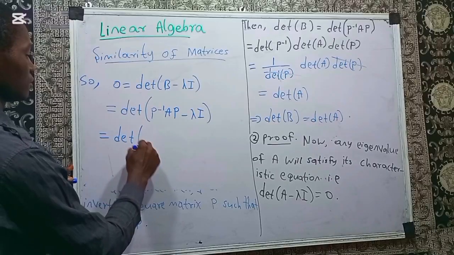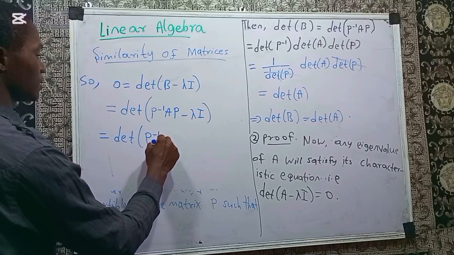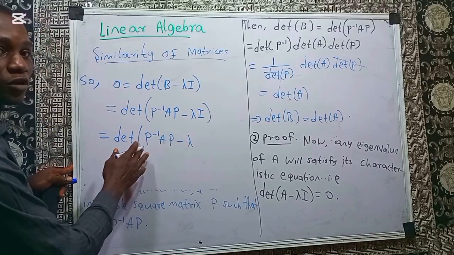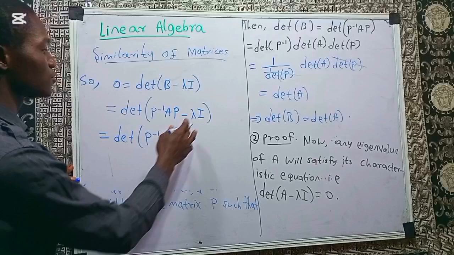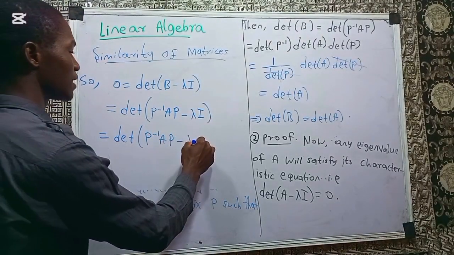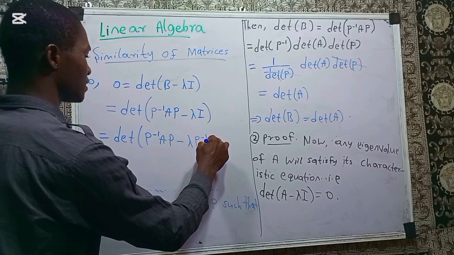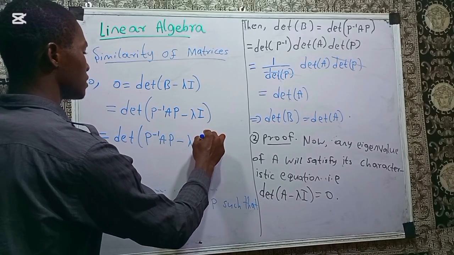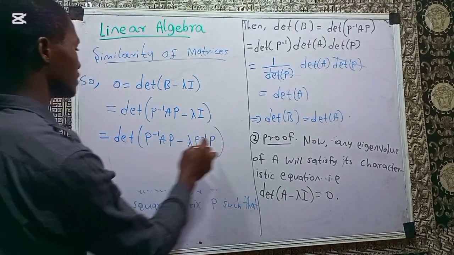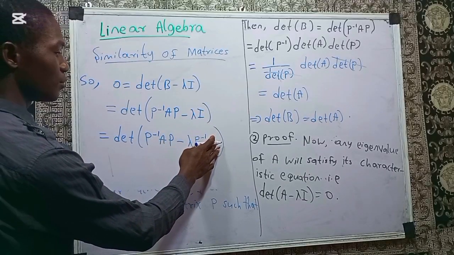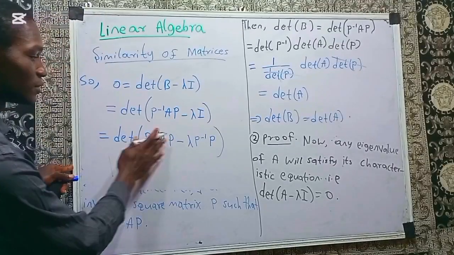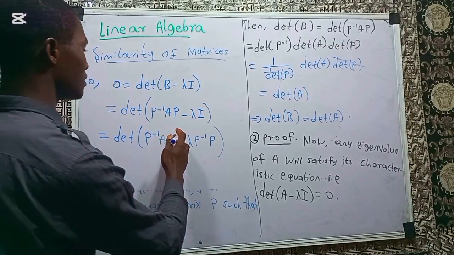Then this will be equal to the determinant of, I have P inverse AP minus lambda. Because I have P here, I want to get something in terms of P here so that I can factor it out. So I'll write my identity matrix as P inverse P, because the inverse of a matrix multiplied by the matrix will give the identity matrix, right? So the identity matrix is equivalent to P inverse multiplied by P, right? So with this, I can factor out P inverse from the left, I can factor out P from the right.